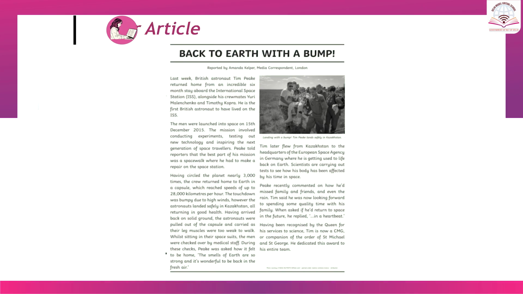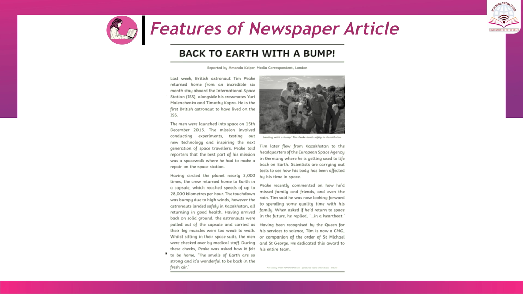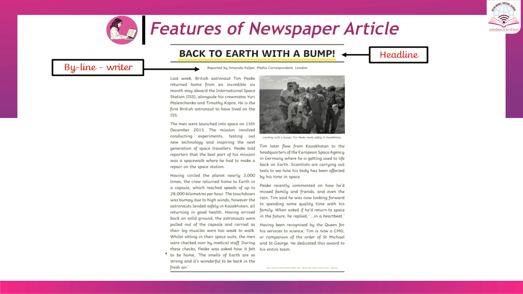Students, now that we have talked about all the elements in detail, let us take a look at a newspaper article. Now the first and foremost element is the headline, that is, Back to Earth with a Bump. As you can see, it is very concise and very catchy. Coming to the second element, the byline, the name of the writer is mentioned here and also the designation of the writer.